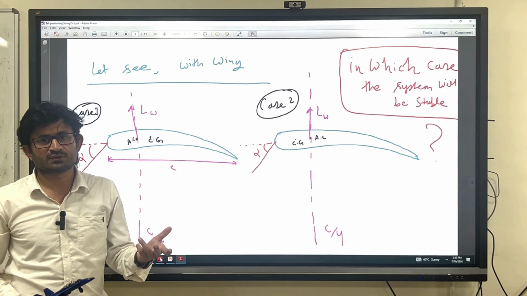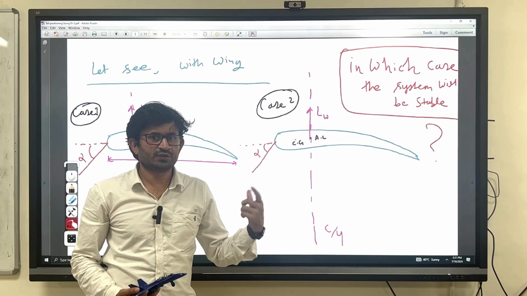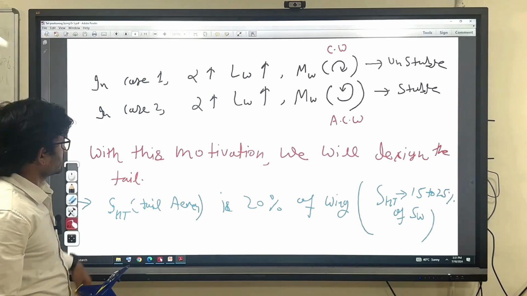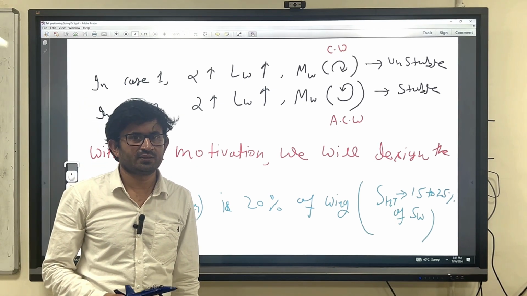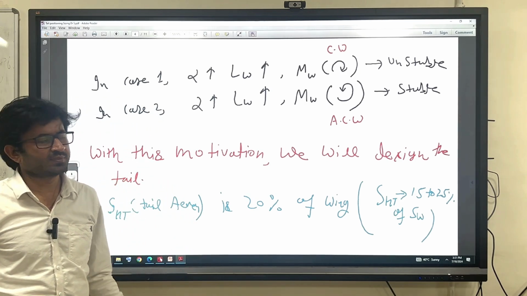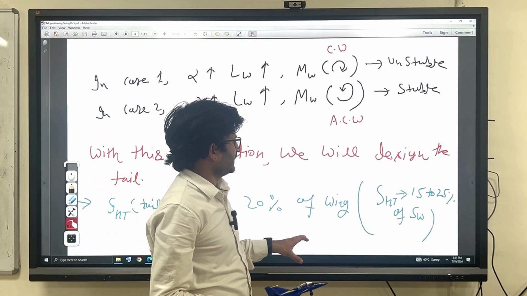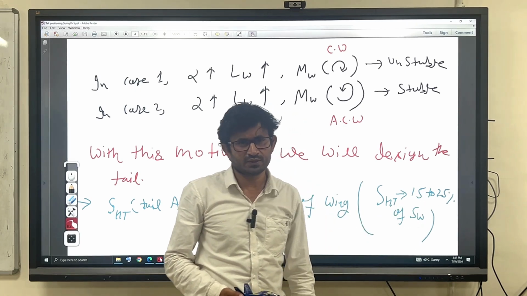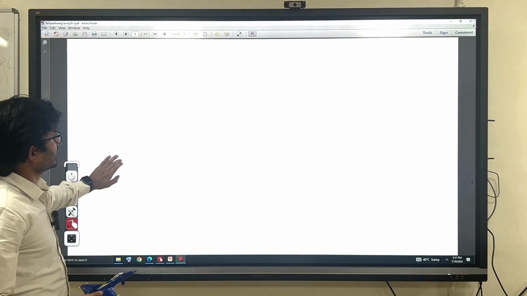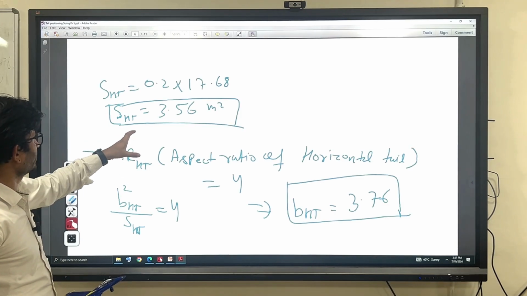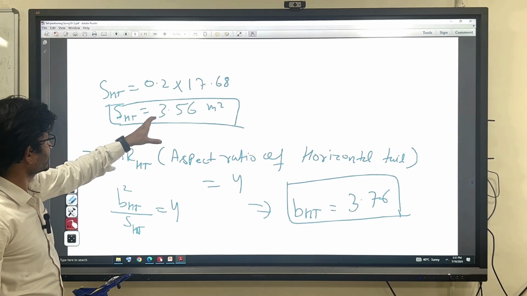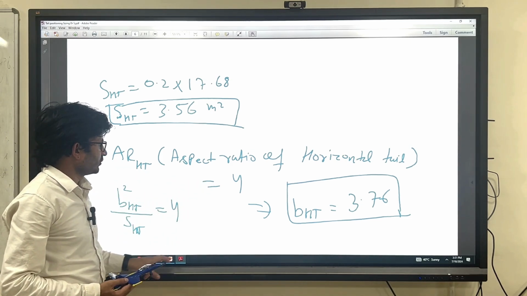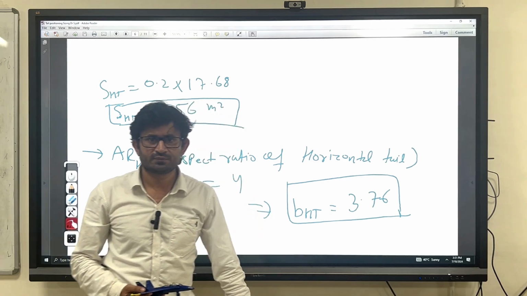But how to achieve this? We will achieve this using the tail. First we need to size the tail. What should be the tail size? From historical data, you can take the tail area as approximately 15 to 20% of the wing area. Here I am taking 20%, so the horizontal tail area comes to 3.56 meter square. And if you take the aspect ratio of the horizontal tail, you will get a span of 3.76 meter.